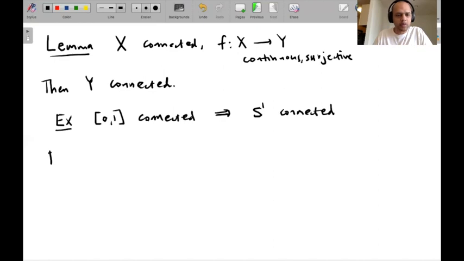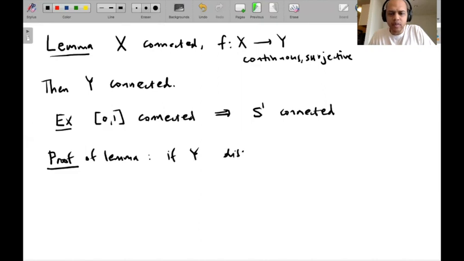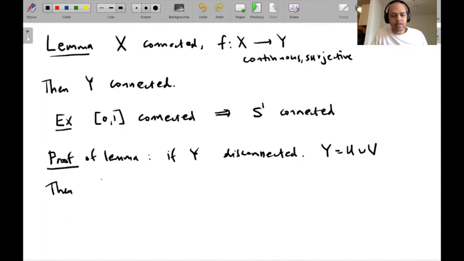So let me just give you the proof of the lemma. So this is quick. If Y is disconnected, I guess we'll prove the contrapositive. Suppose Y is disconnected, so then we can write Y as U union V of open, non-empty, disjoint sets. So then in X, let's just take the preimage of these two, f inverse of U union f inverse of V.